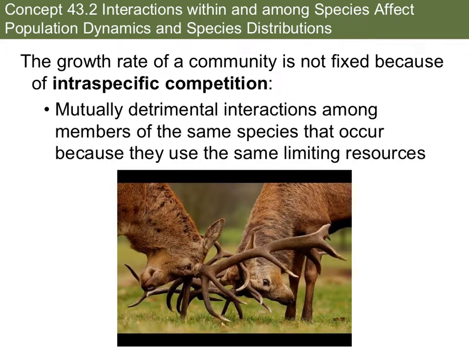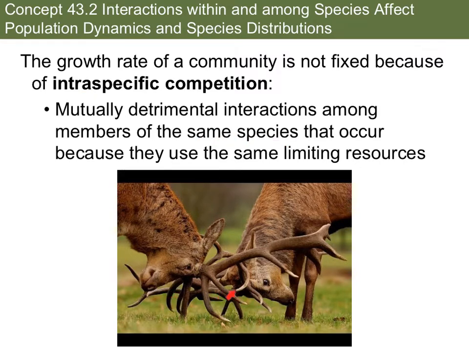The growth rate of a community is not fixed because of intraspecific competition. In intraspecific competition, you have the same species competing for a specific resource. It's still competition, which means it's detrimental. In other words, both organisms are going to have negative consequences from this interaction. But the difference between intraspecific and interspecific competition is that it's the same species fighting for a resource.